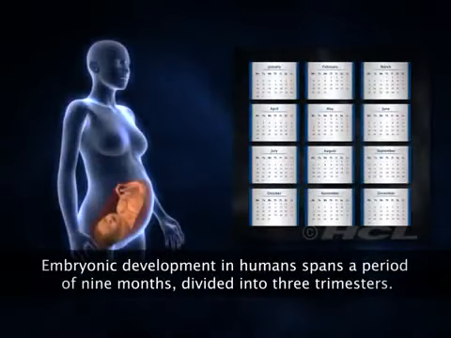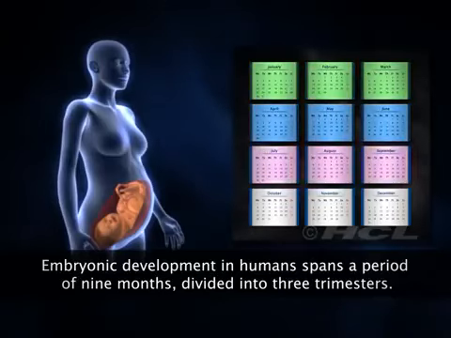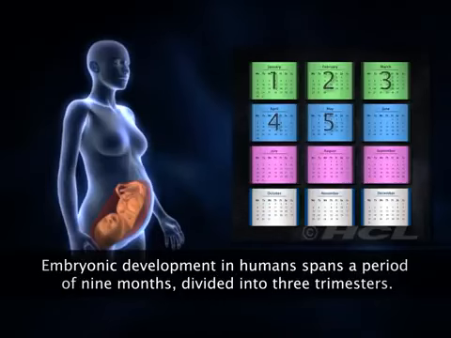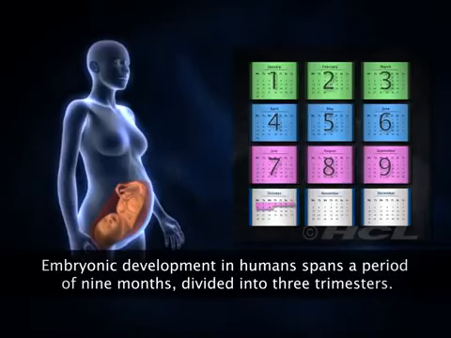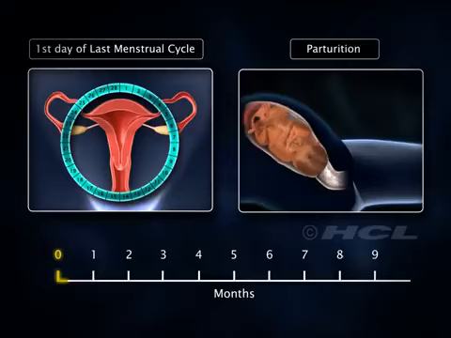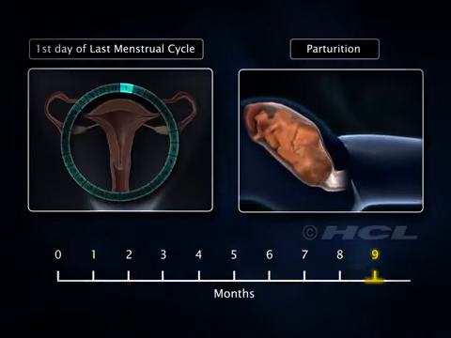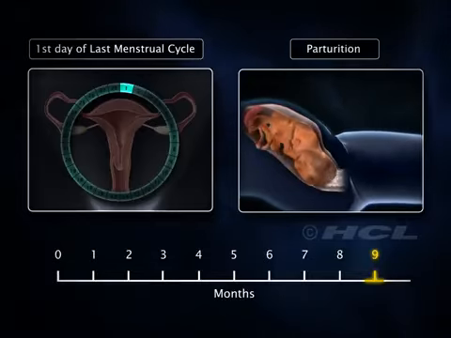Embryonic development in humans is divided into 3 trimesters, spanning a period of about 280 days or 9 calendar months plus 10 days. This period is counted from the first day of the last menstrual cycle until parturition and is called the gestation period.